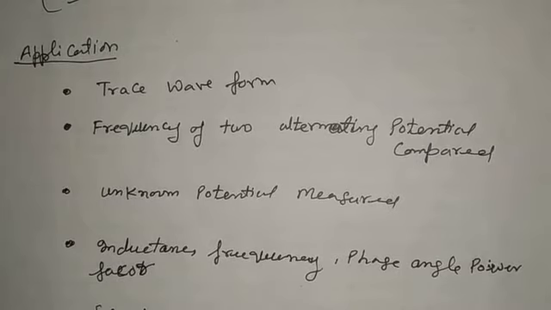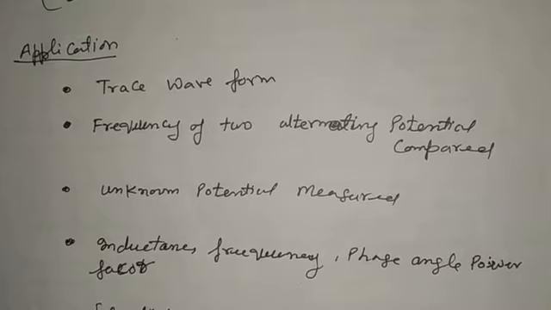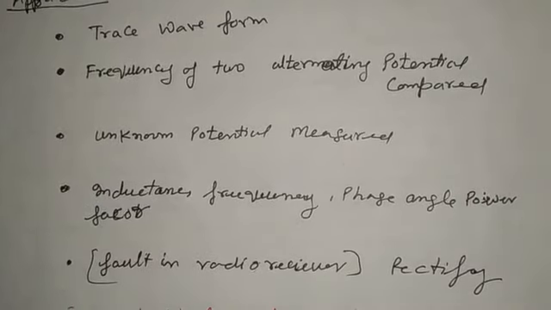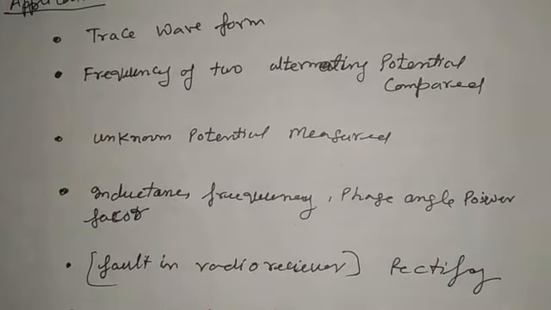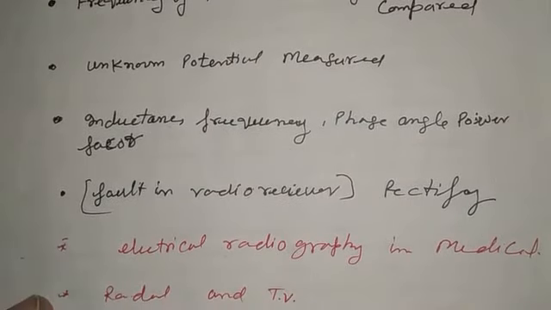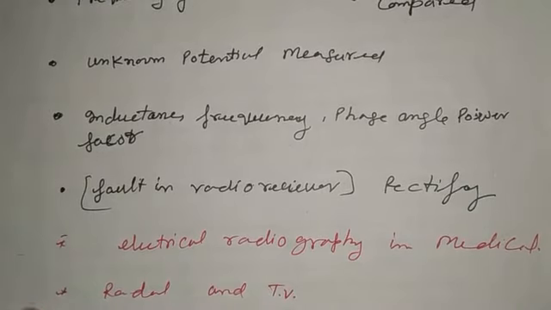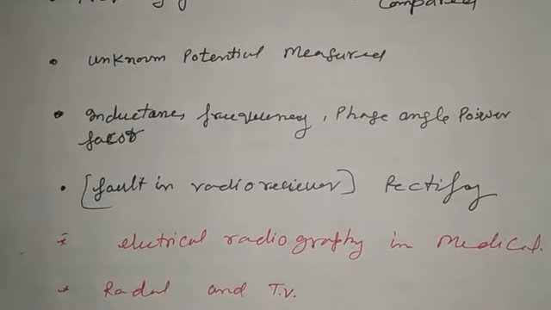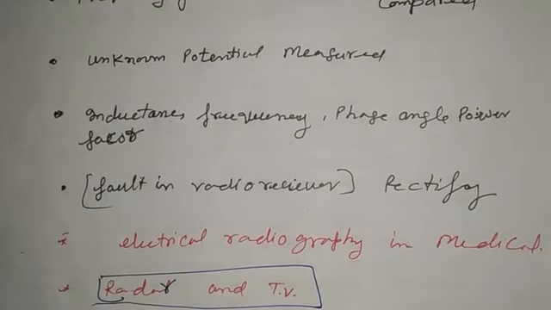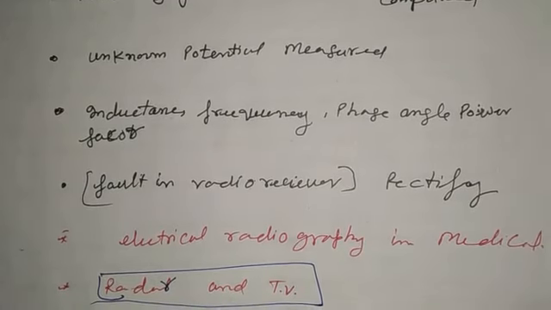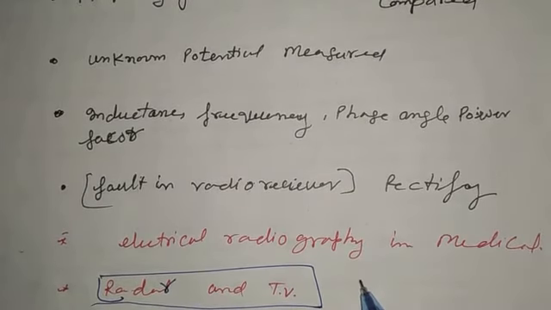This CRO is also used to rectify faults in radio receivers, and it is used in the field of medicine. It is also used in electrical radiography, by which problems in the body are detected. The main use of this is in radar and television. The screens of computers, television, and radar are made on this CRO principle.